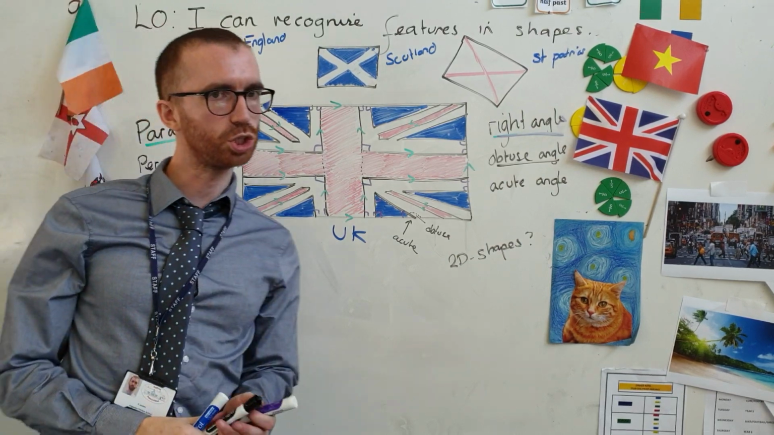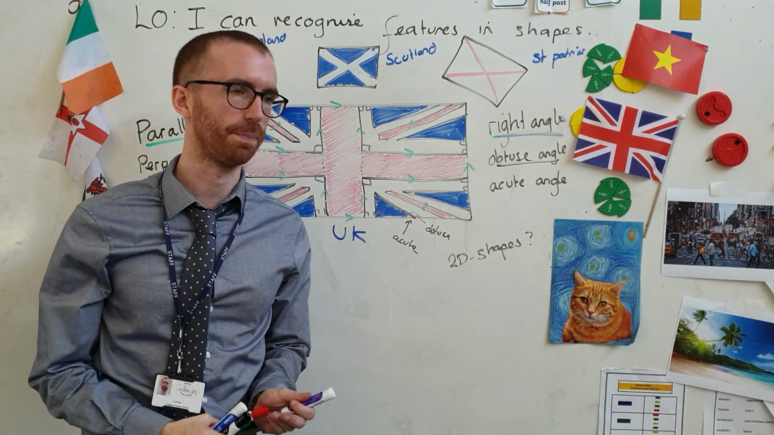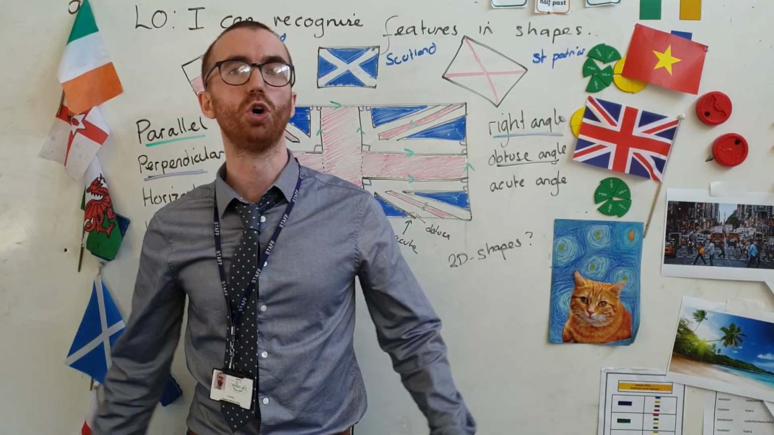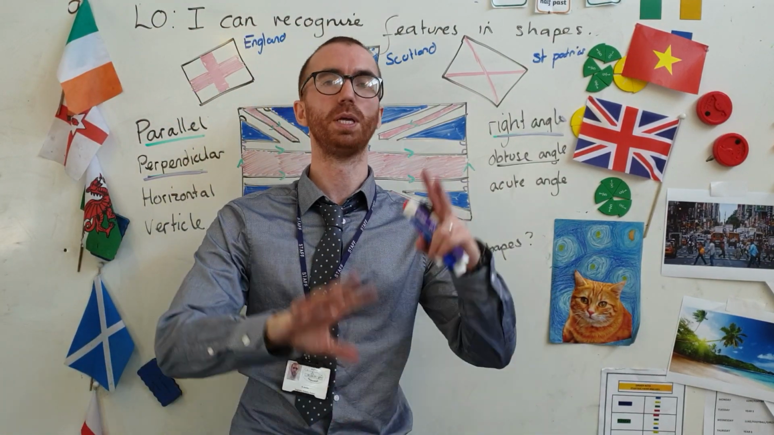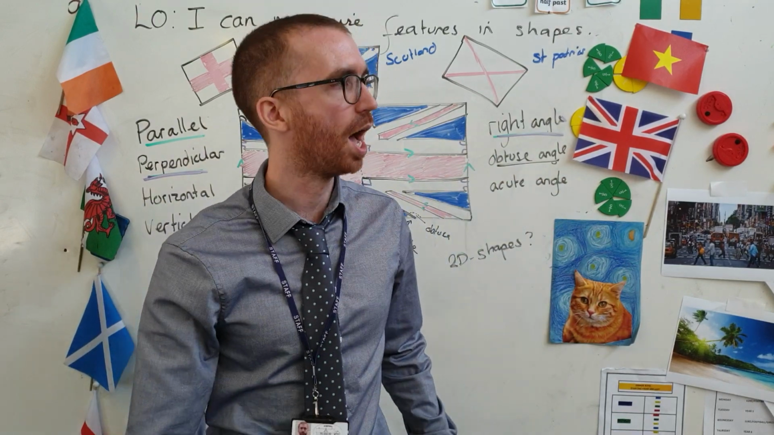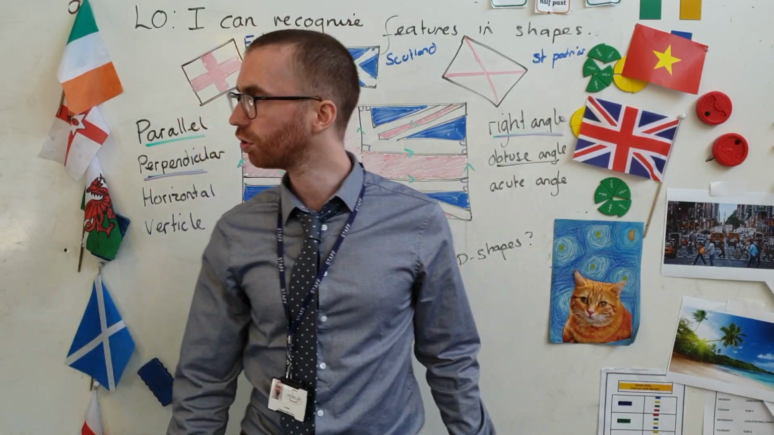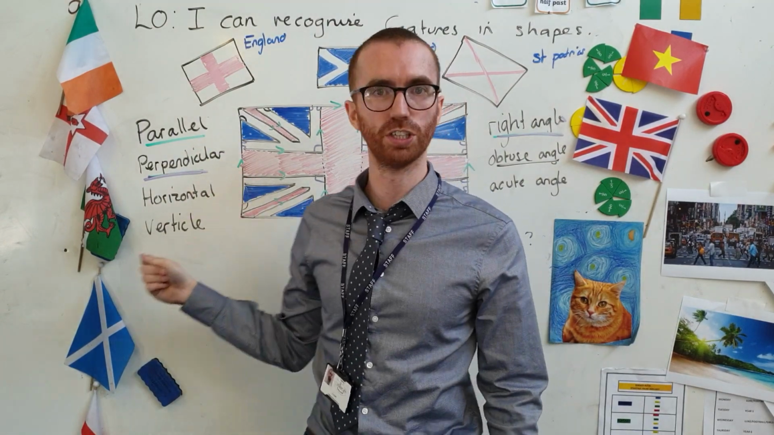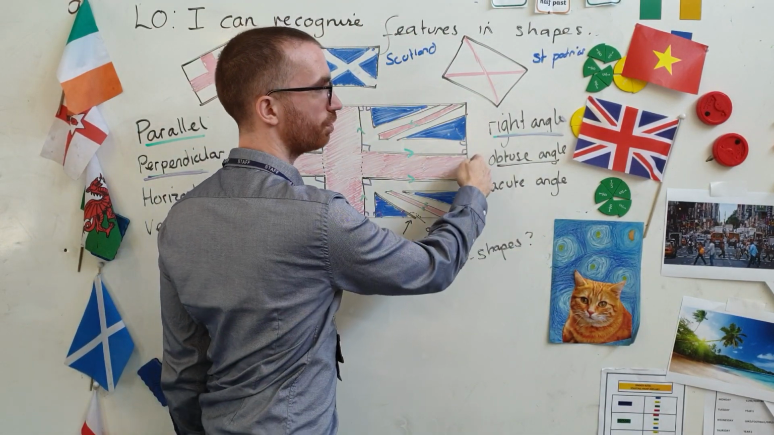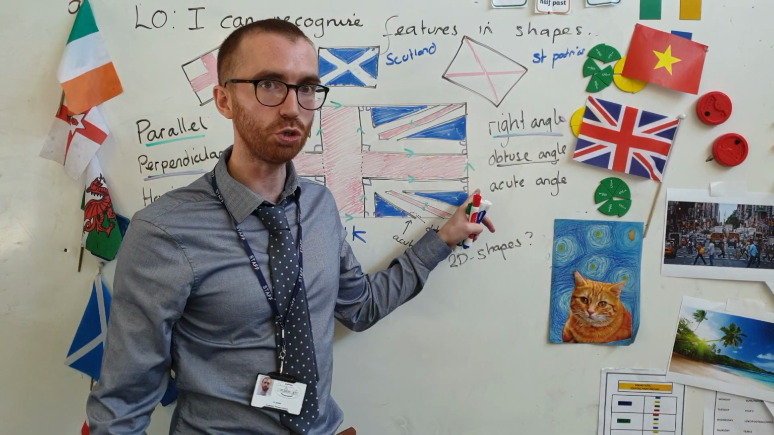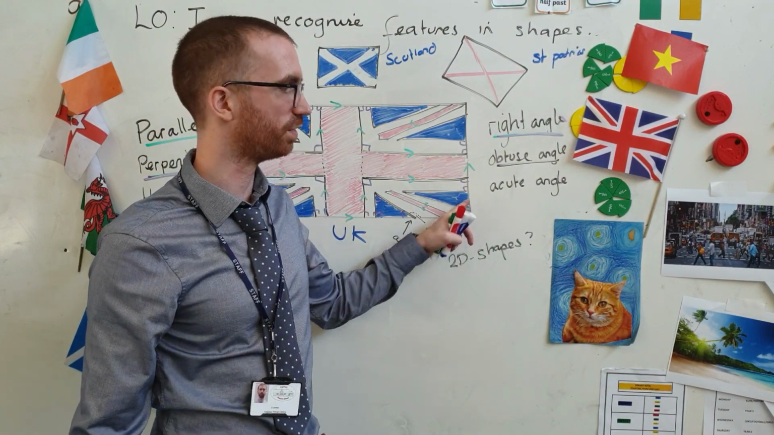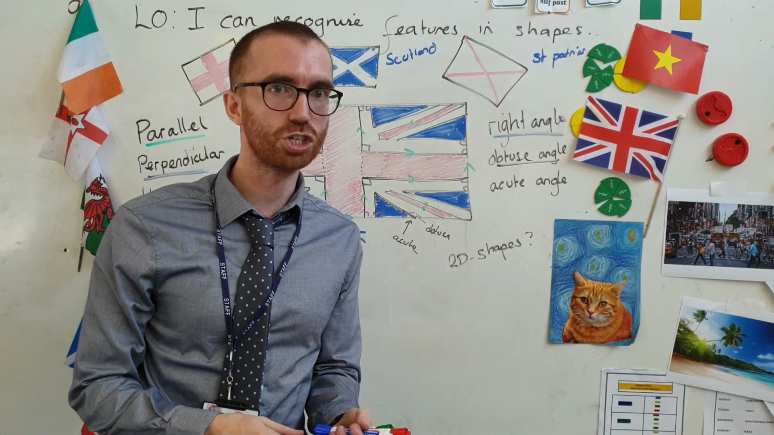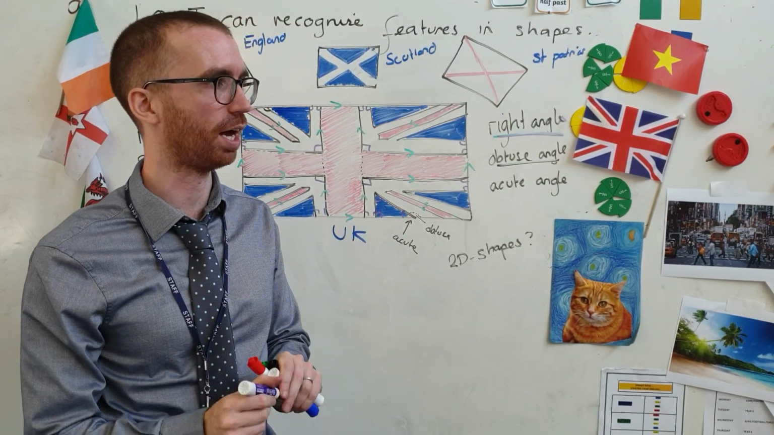So, your job. What is your job? Well, what I'd like you to do is draw me a picture of your house. It doesn't have to be your house, it could be an imaginary house if you want. And on that shape, I want you to label for me parallel lines, perpendicular lines, horizontal, vertical. I want any right angles, obtuse angles, acute angles that you might notice, and also, can you spot any 2D shapes? I'm going to just show you a little example of how I might do that.